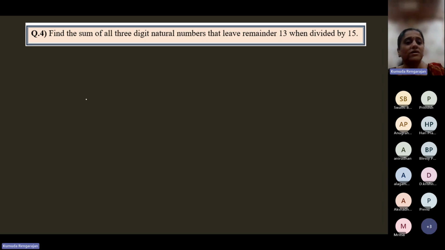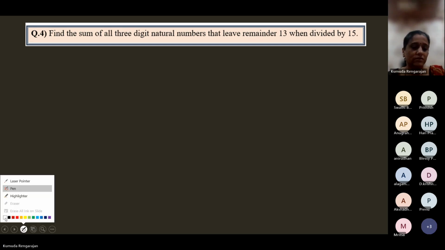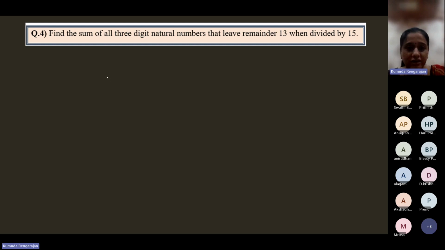Next question. Find the sum of all 3-digit natural numbers that leave remainder 13 when divided by 15. I'll read the question again. Find the sum of all 3-digit natural numbers that leave remainder 13 when divided by 15.